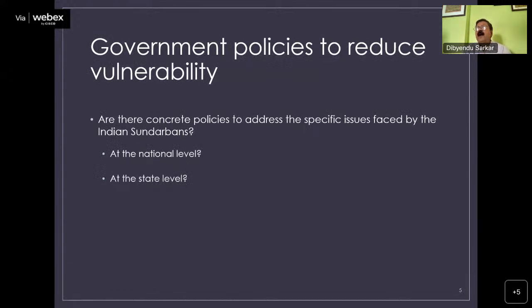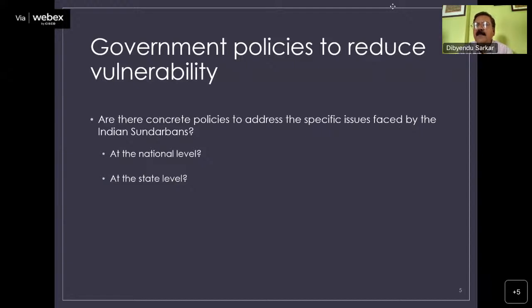See, I am also supposed to talk about the government policies to reduce vulnerability. Unfortunately, are there any specific policies for the Sundarban? Concrete policies to address the specific issues faced by the people in the Indian Sundarbans? At the national level, I think no. At the state level, I think there also we lack.